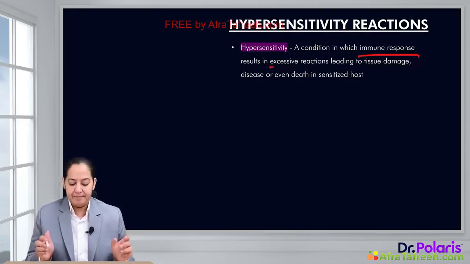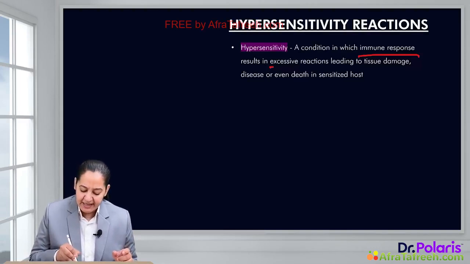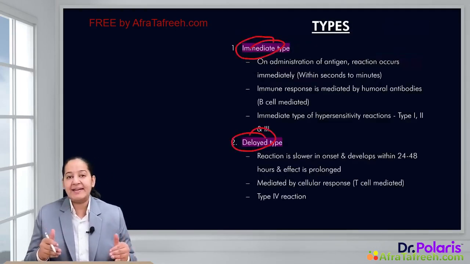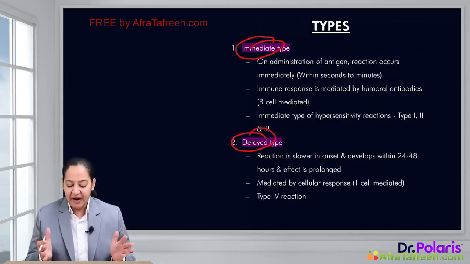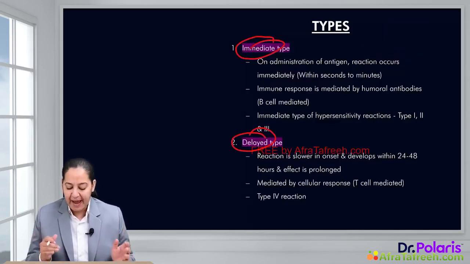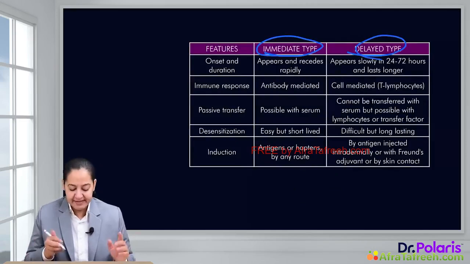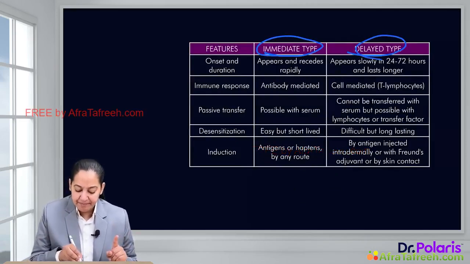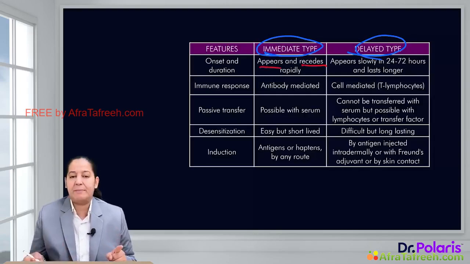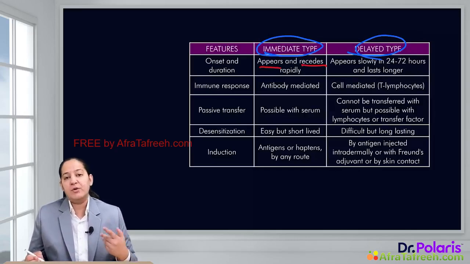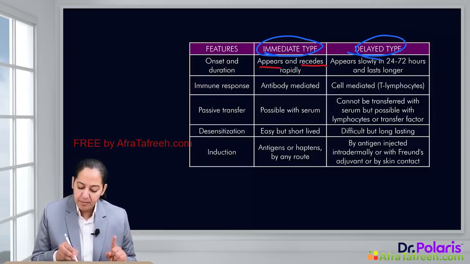Now coming to types of hypersensitivity. Hypersensitivity is of two types, immediate and delayed. Based on the onset and duration of action, hypersensitivity is classified into two types, immediate and delayed. You can see the differences between them. In the immediate type, the onset is very fast. So it appears fast and recedes rapidly. So onset is fast and duration is short. Onset and duration both are less.